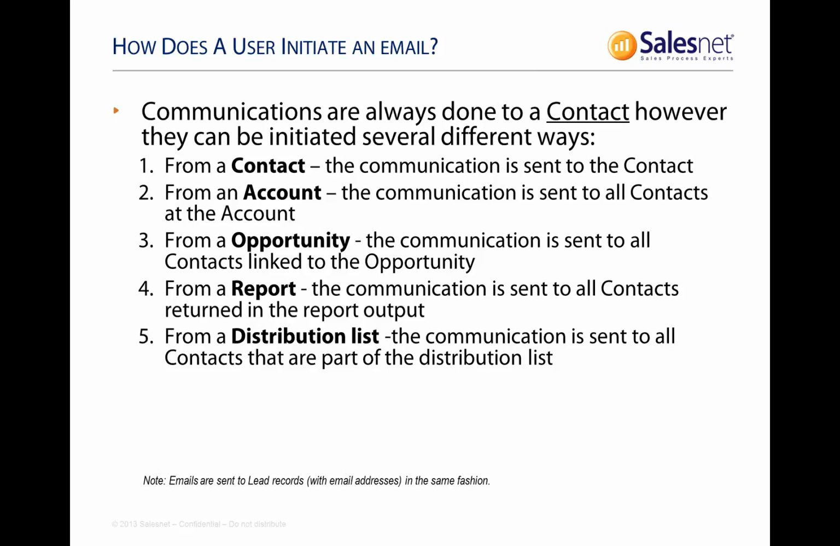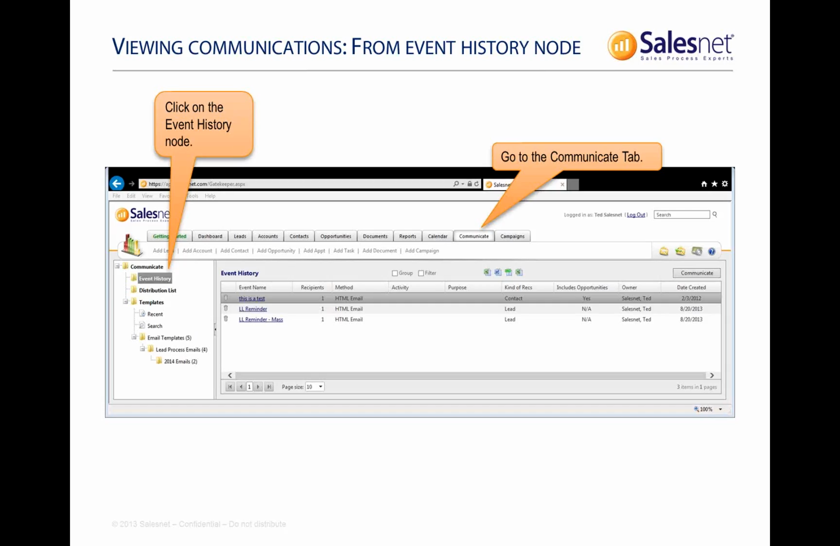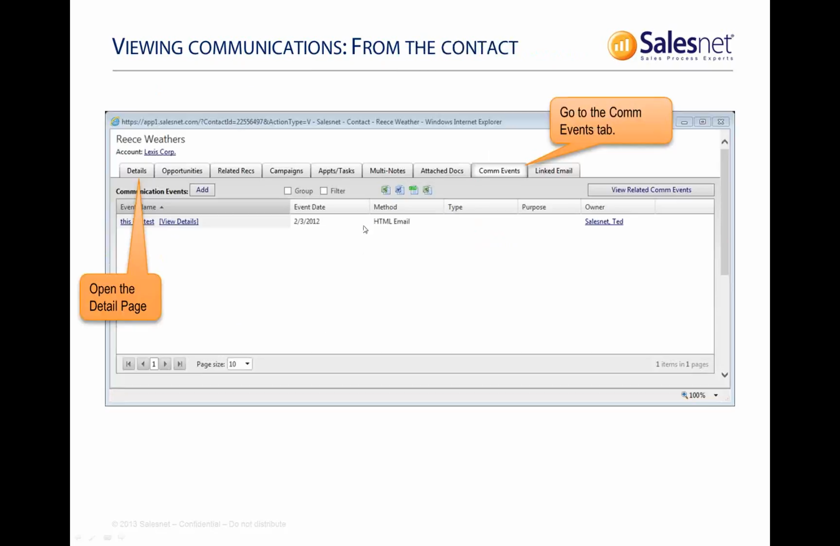Then you're going to initiate your email from that list. You'll walk through the wizard and send your email that way. Once you do that, here in your event history, you're going to see a listing of all the emails that went out. And from the contacts or the leads, the people that received the emails, you're going to get a listing of all the emails that they've received from Salesnet via the communicate function.